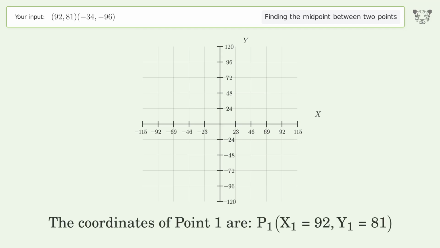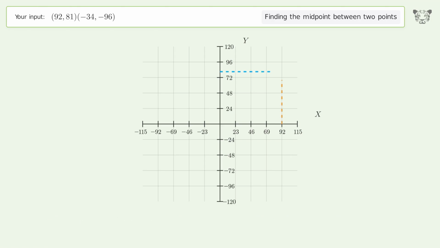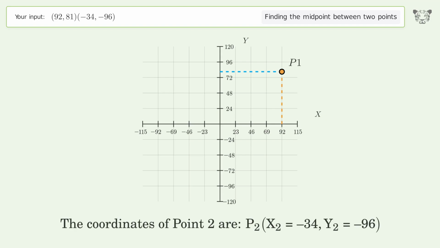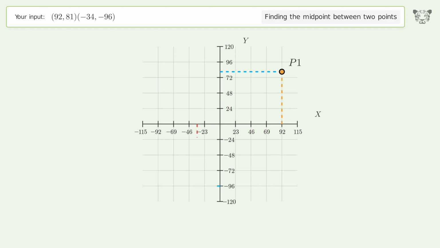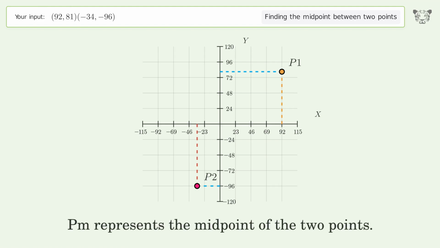The coordinates of point 1 are, x1 equals 92, y1 equals 81. The coordinates of point 2 are, x2 equals -34, y2 equals -96. PM represents the midpoint of the 2 points.